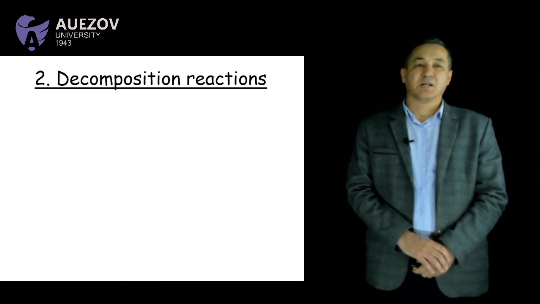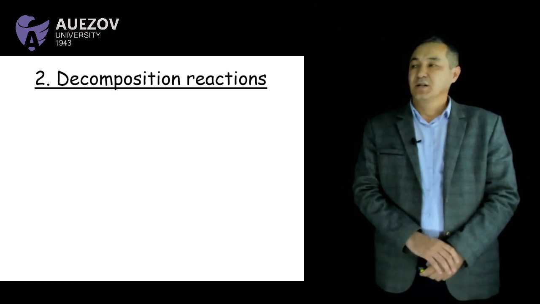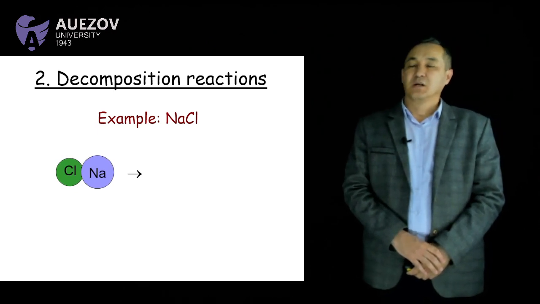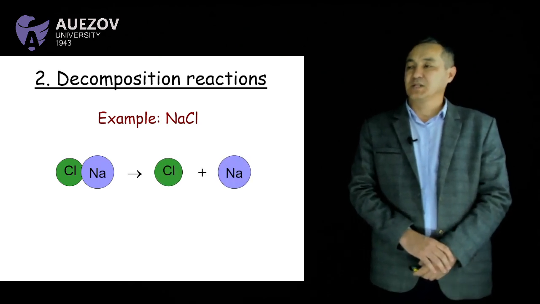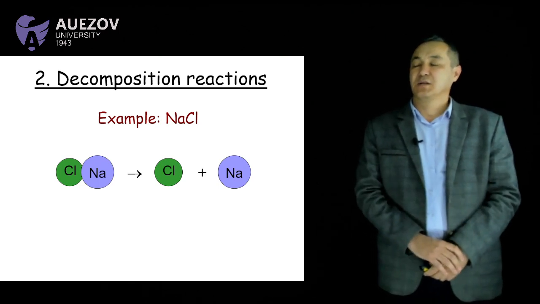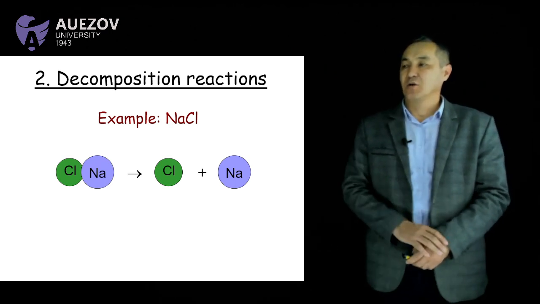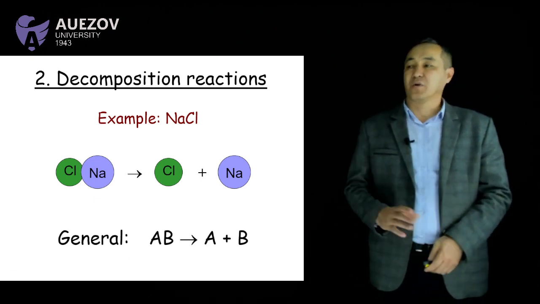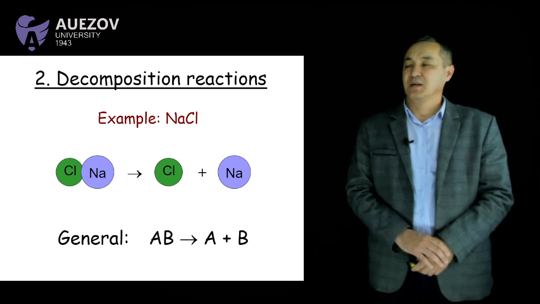The second type of chemical reaction is decomposition reaction. For example, sodium and chlorine atoms. In this reaction, this substance is decomposed to simple substances, chlorine and sodium atoms. And in general, we can write AB gives A plus B substance.